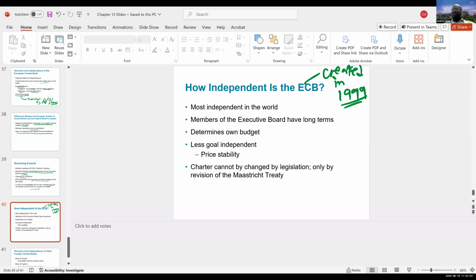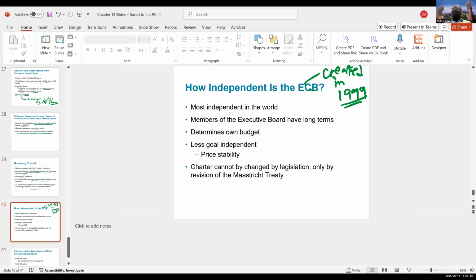The head of the ECB is called Christine Lagarde. She used to be the former French finance minister. Then she became the head of the IMF, International Monetary Fund. And then after serving at the IMF in Washington, D.C., she went back. She's now the head of the ECB.